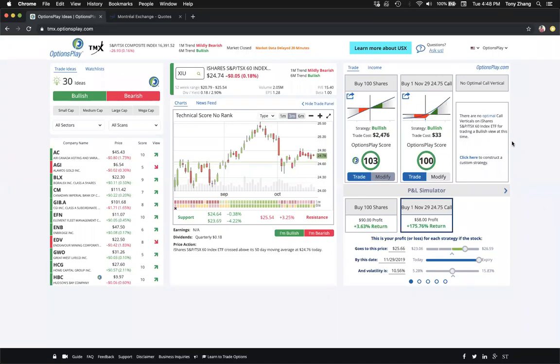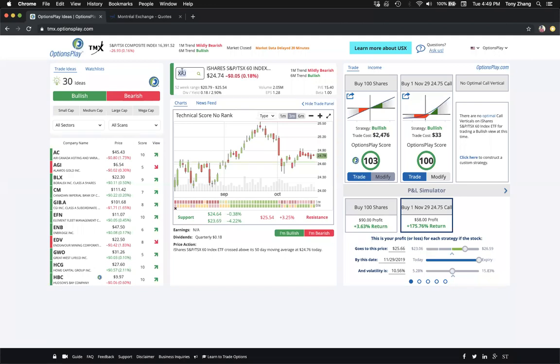So the platform itself is designed to answer all of those questions. You can start off by looking at either trade ideas or the watch list here on the left-hand side. Our middle panel is our security analysis panel, giving you a sense for the short-term and long-term trend of the stock. And lastly, trading and income, designed to help you explore and analyze different option strategies so that you can see which strategy is best suited for you.